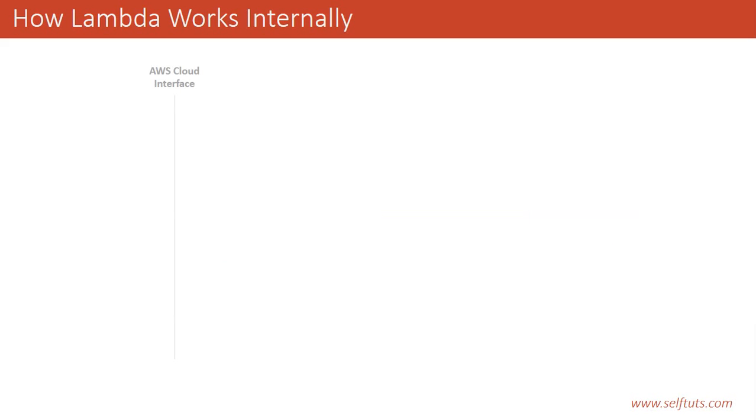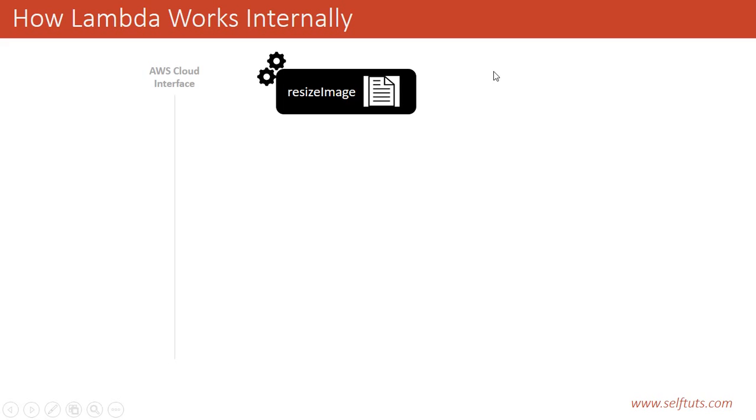Suppose this is the AWS cloud interface, and everything on the right side of it is the AWS cloud, and on the left side of it is the client system. So there can be multiple clients through which an AWS Lambda function can be invoked. In the AWS cloud, there is a Lambda function with the name resize image. The responsibility of this Lambda function is to accept an image and resize it, meaning reduce the size of that image.